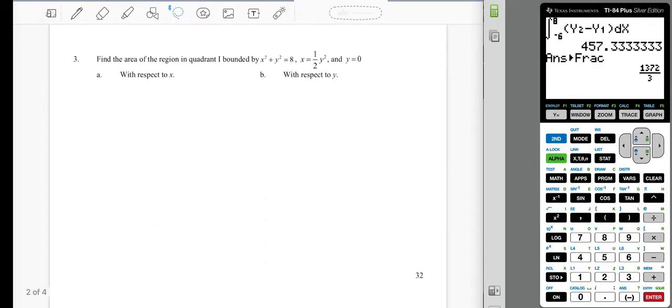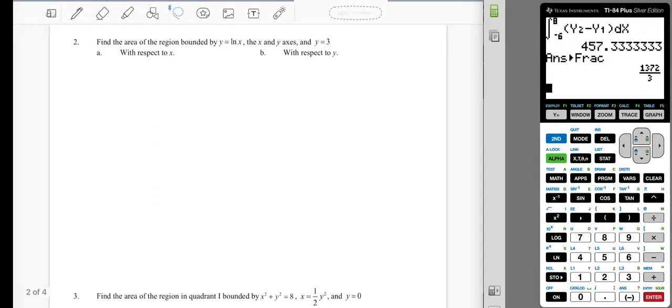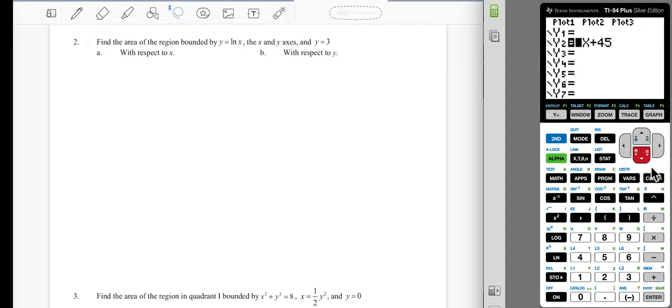So, page 32, find the area of the region bounded by y equals ln of x, the x and y axes, and y equals 3. All right, so let's get that information in here. ln of x, I put it in y2, but that's fine. All right, x and y axes I'll need to have.